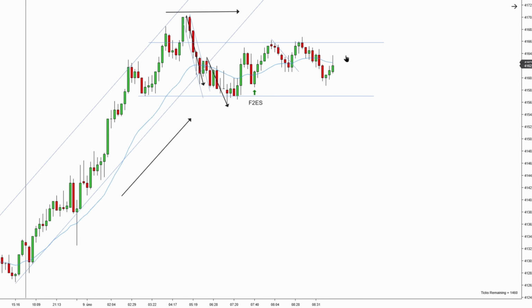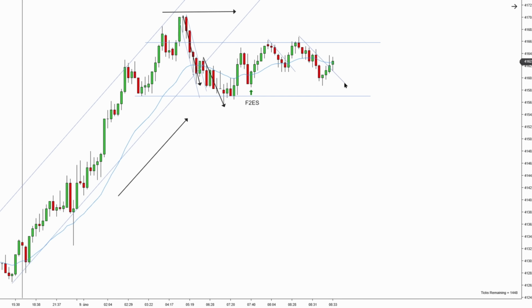You can see prices are working lower. So now that I see prices break below the EMA, I'm going to redraw the downtrend.